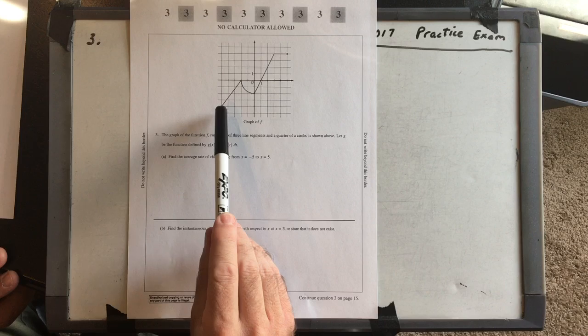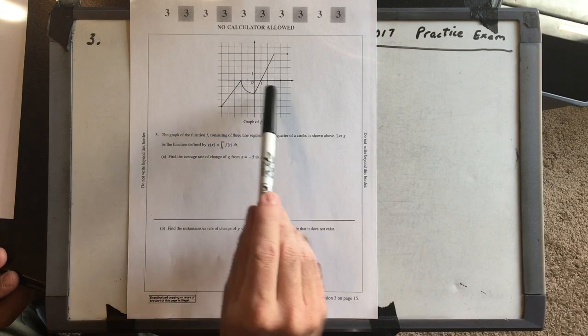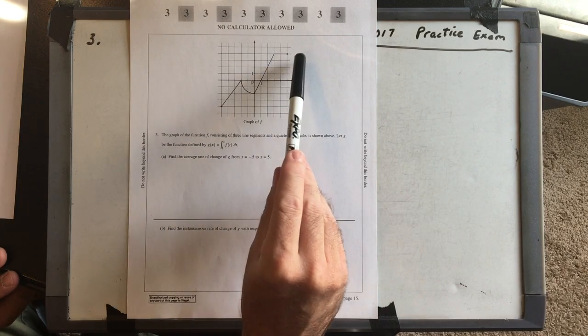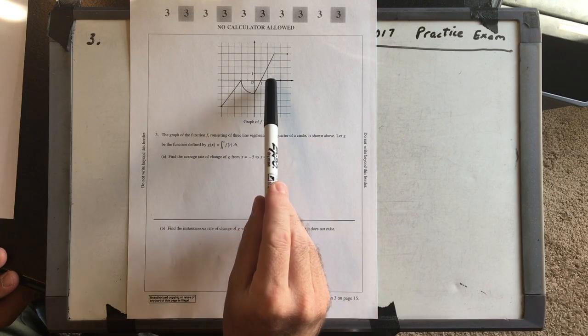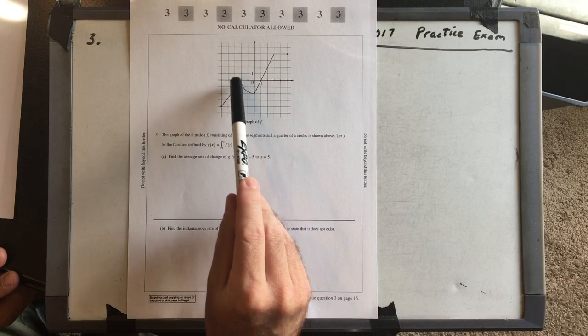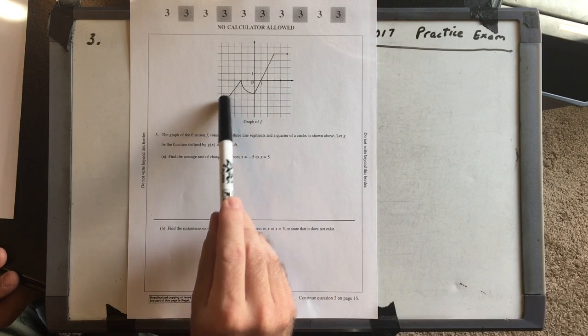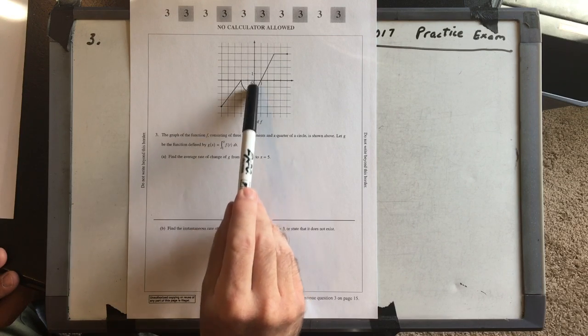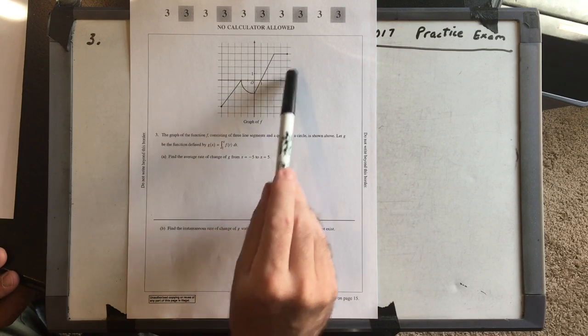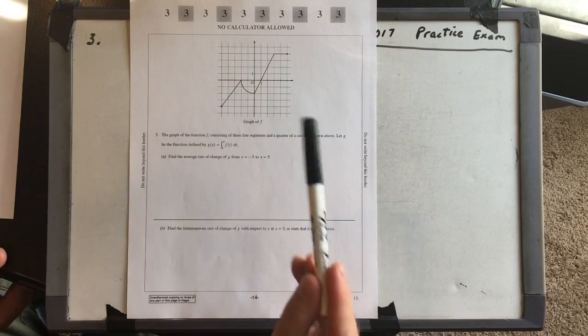Okay, so you can see it's below the x-axis until you get to 1, and then it's above the x-axis. And we're going to need to use the shapes in this graph to answer some of the questions. So you've got a triangle here, and then a semicircle here, another triangle here, and then a triangle above the x-axis, and finally a rectangle if you were to divide it all up.